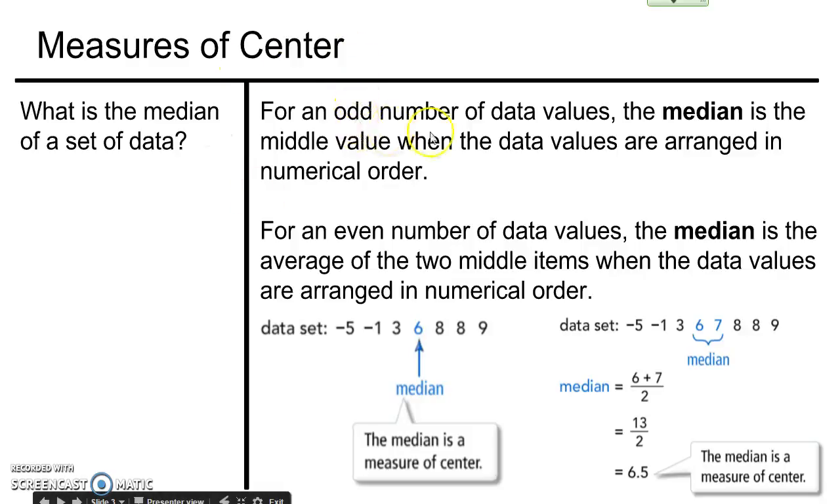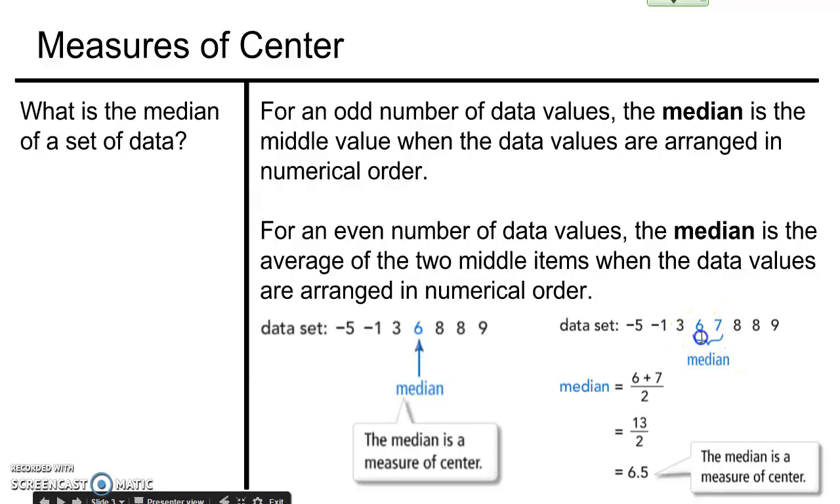When you have an odd number of data values, you're just going to get one number in the middle. The median is the middle value where the data values are arranged in numerical order. That means from least to greatest. But when we have an even number of data values, when you're starting at the outside and crossing out to get to the middle number, you're actually going to get two numbers in the middle. Like right here, we would cross out -5 and 9. We would cross out -1 and 8. We would cross out 3 and 8, and we would find in the middle of our data set that there's actually 2.